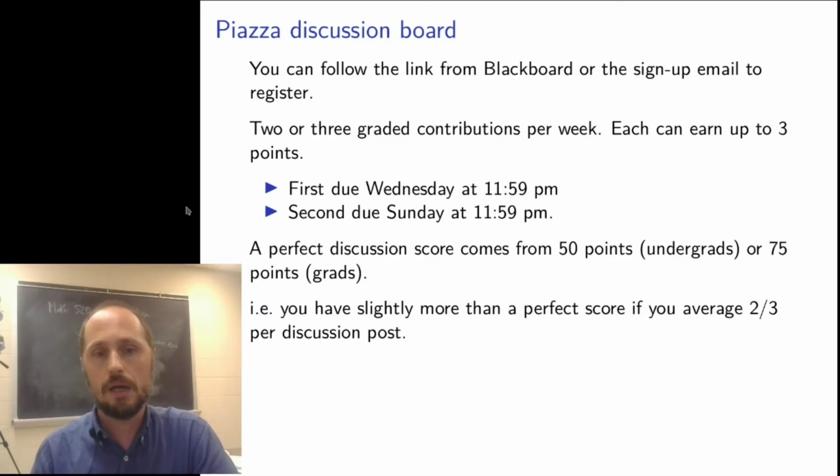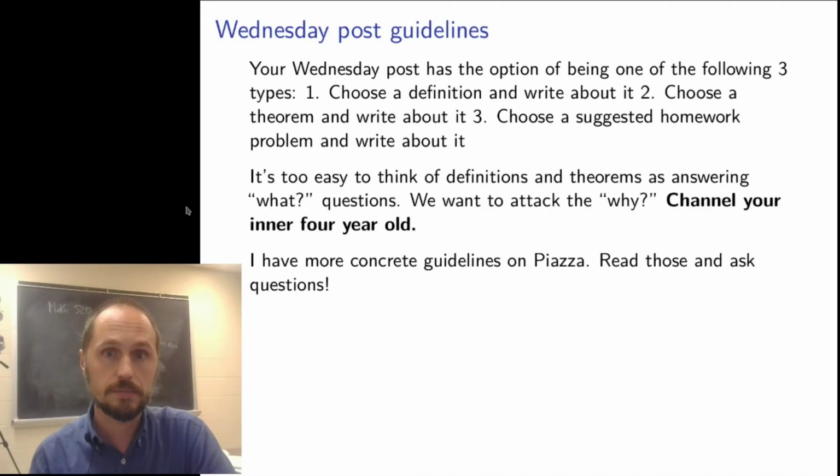Okay, if you score 50 points as an undergrad or 75 points as a graduate student, you get a perfect score on the discussion board component of your grade, and everything will be scaled accordingly. So just to put some perspective there, we have 13 weeks in the semester, so that means that if you average 2 out of 3 points per discussion post, you're doing perfectly. So it shouldn't be too terrible to keep up with this.